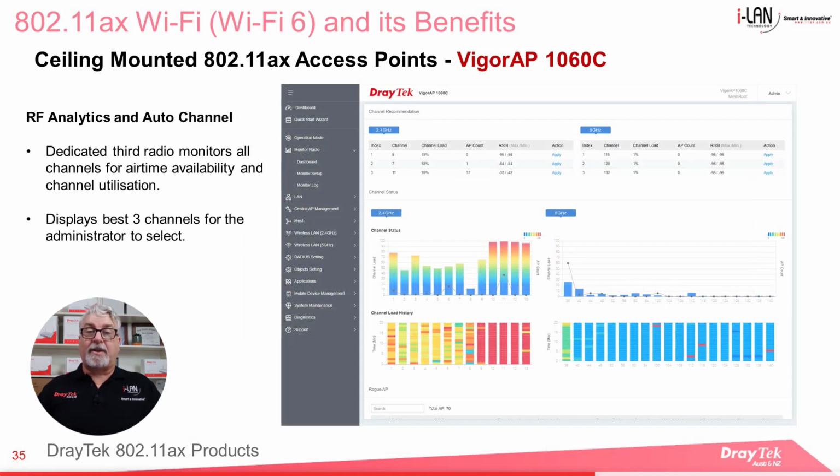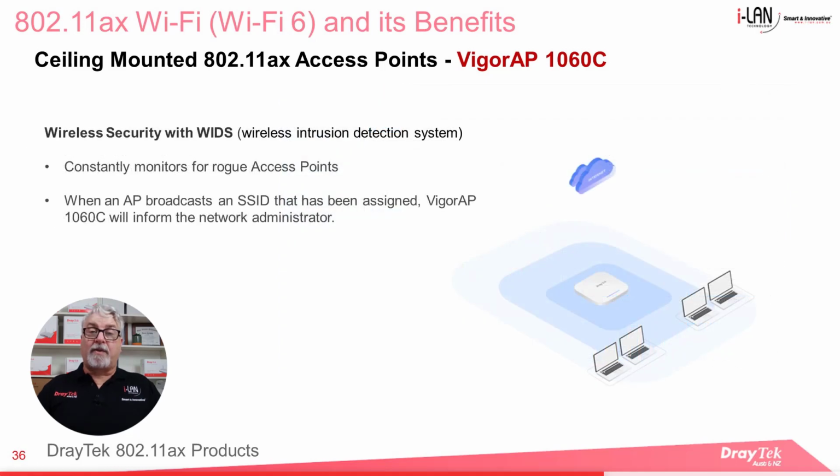The VIGA AP1060C has a dedicated third radio that constantly monitors all channels for airtime availability and channel utilization. It displays the 3 best channels for the network administrator to select. Another useful feature in the VIGA AP1060C is constant monitoring of the network for rogue access points. When an AP broadcasts an SSID that has been assigned, the VIGA AP1060C will inform the network administrator.